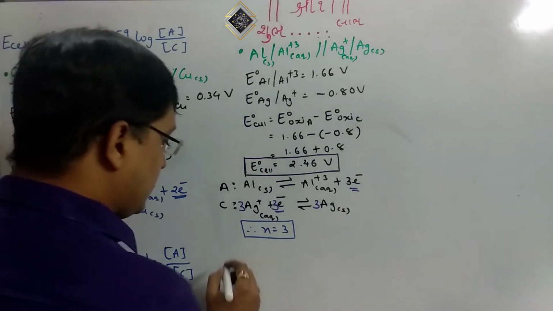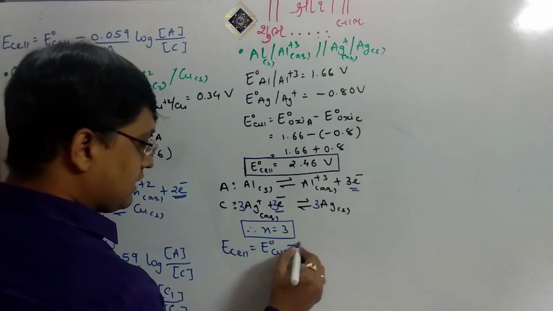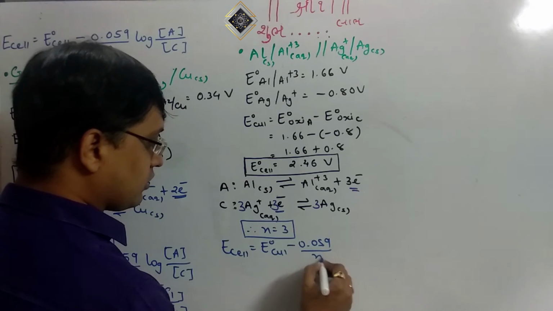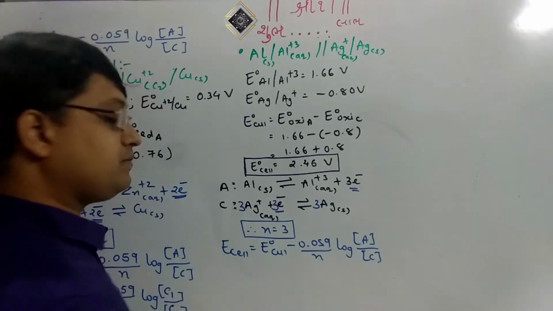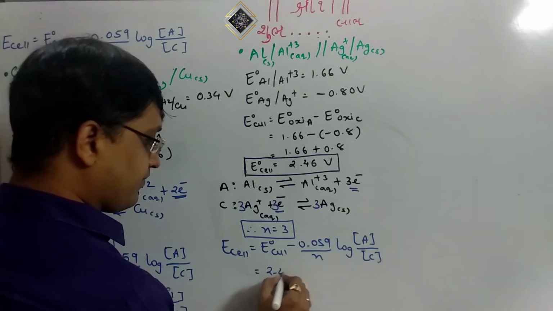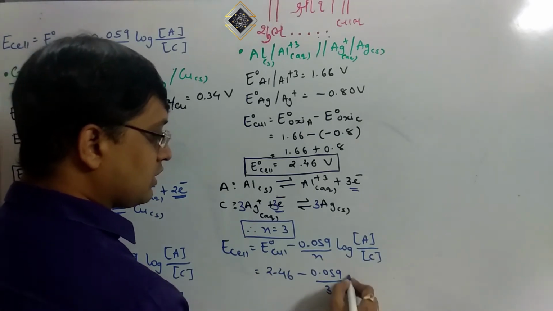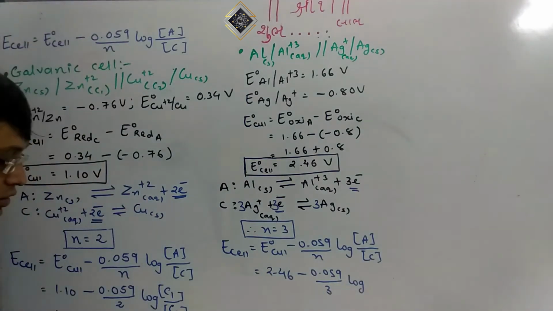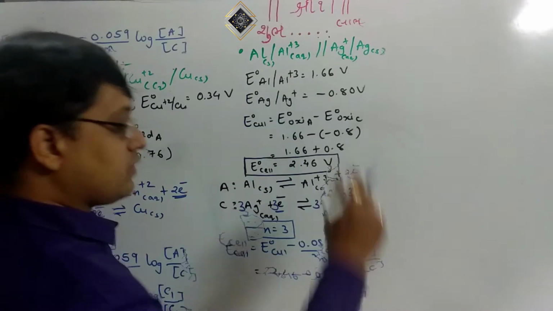I'm just rewriting the Nernst equation. E cell equal to E0 cell minus 0.059 upon N log of anode upon cathode. Substitute the values, we have E0 cell, that we have 2.46 minus 0.059 upon N that we have 3. As we wrote in the earlier case, concentration of Zn plus 2 upon concentration of Cu plus 2 instead of anode and cathode. Same way, here we have to write down concentration of Al plus 3 upon concentration of Ag plus.